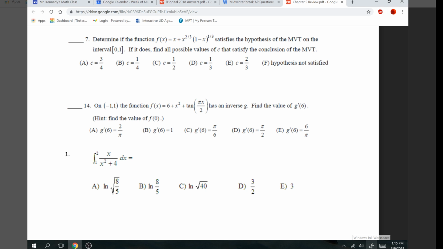So if we plug in 1, we get 1 plus 1 times 0. Wow, that was easy. That was 1. So this goes through 1, 1. If I plug in 0, I get 0 plus 0. Cool. So it goes through 0, 0. So I know the average slope between 0, 0 and 1, 1 is 1. Cool. Now, I need to see if that ever equals the instantaneous slope. This thing is continuous, so it should have a value where the average slope matches the instantaneous slope. Like, there's no continuity problem on this interval.